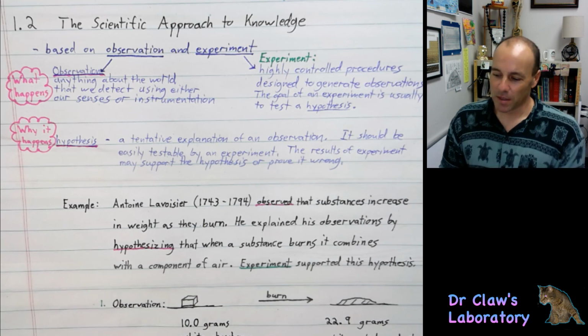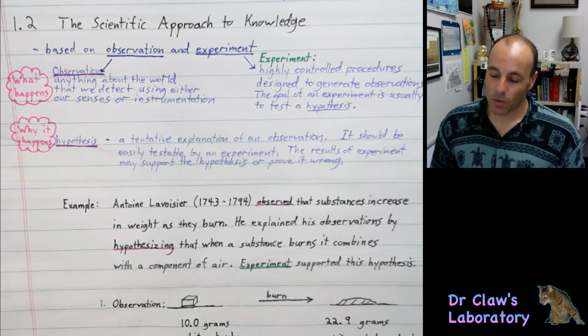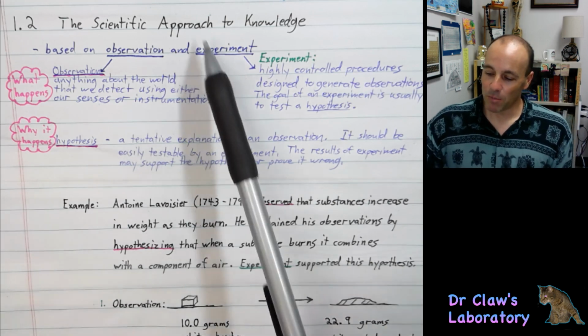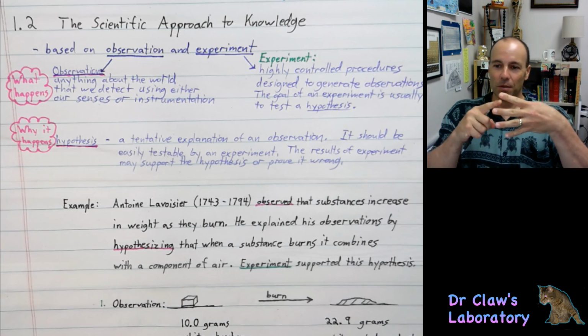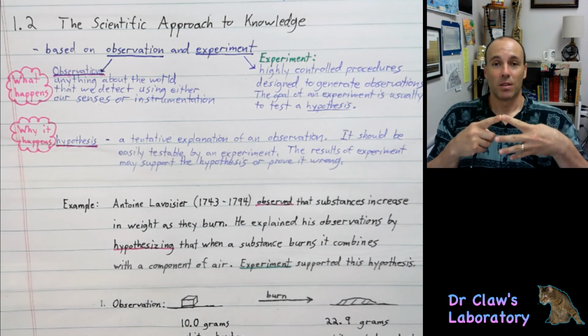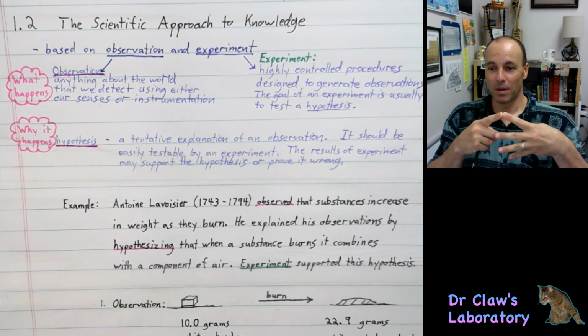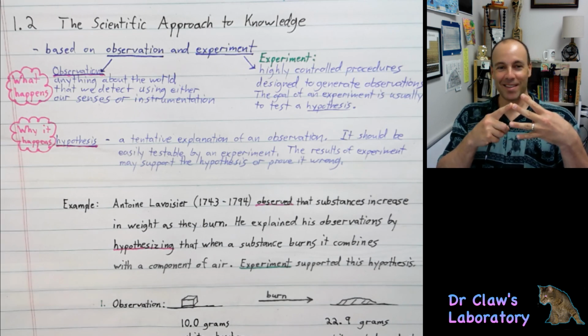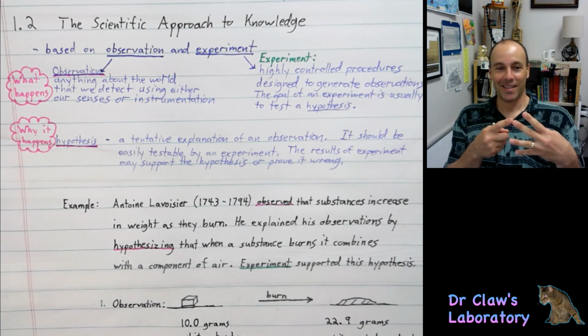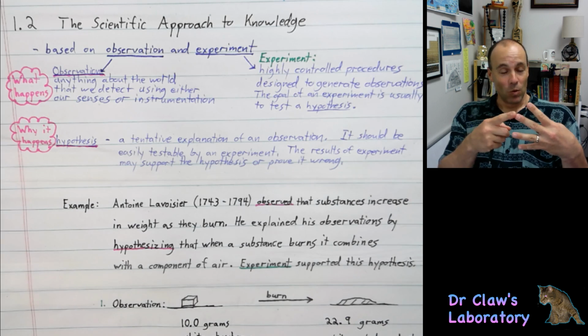So, for instance, when you do the scientific approach to knowledge, it's generally in 4 steps. First, you start with an observation. The leaves are falling from the trees. And then you might have a question. How does that work? That's usually your question. How does this work?